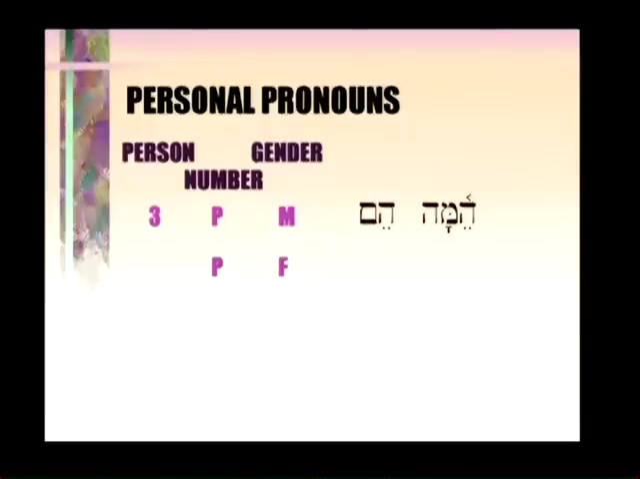All right? And then we go to the third person plural. Masculine is hema and haim. Everyone? Hema and haim. What's the meaning of it, Roger? They. All right? And then the feminine is heina and hain. Heina and hain. Everyone? Heina and hain. George, what's the meaning? They.